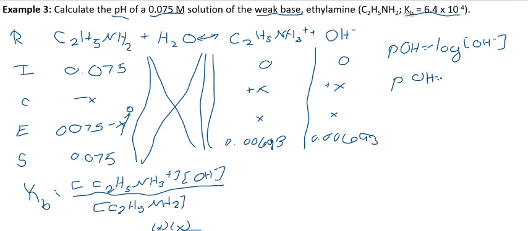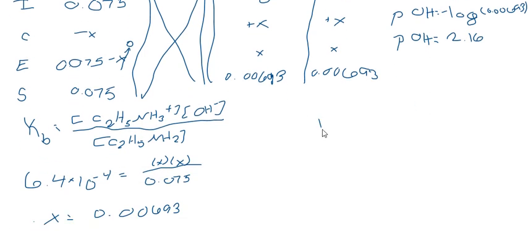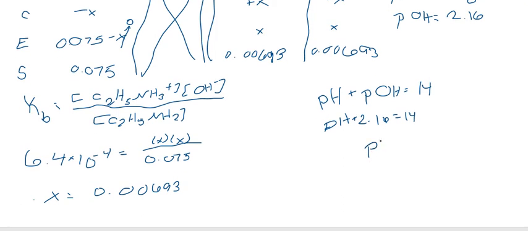pOH is equal to the negative log of 0.00693. My pOH is equal to 2.16. And then I can use the relationship between pH and pOH, namely that the sum of the two of them is always 14, to calculate my pH. And I get that my pH is equal to 11.84.